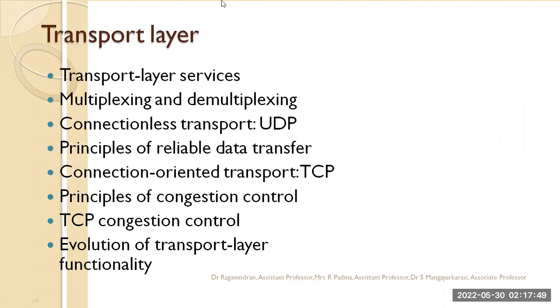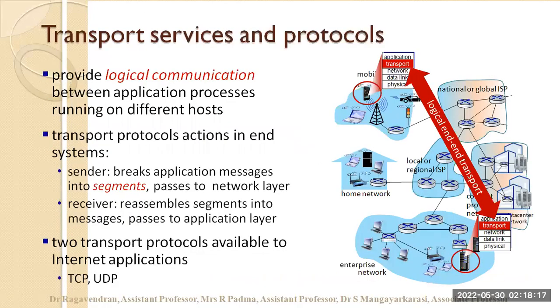When we talk about the transport layer, the topics are: transport layer services, multiplexing and demultiplexing, which you have seen already, the connectionless transport protocol, that is UDP, principles of reliable data transfer, connection-oriented transport, that is TCP, principles of congestion control, TCP congestion control, and the evolution of transport layer functionalities. So this is called transport services and protocols.